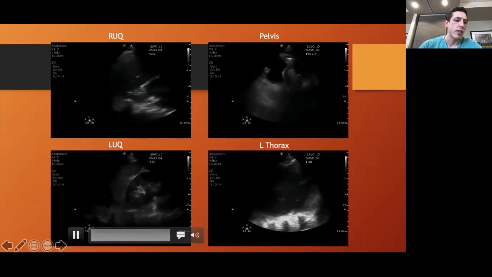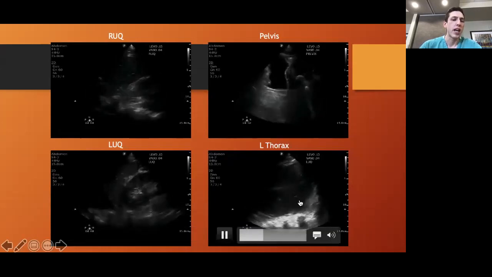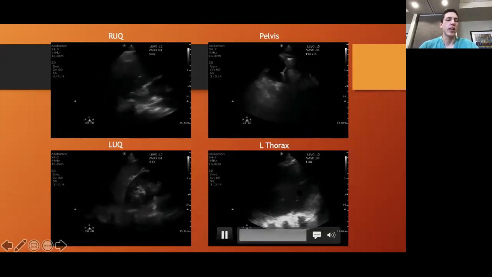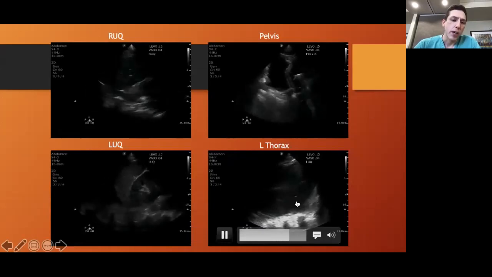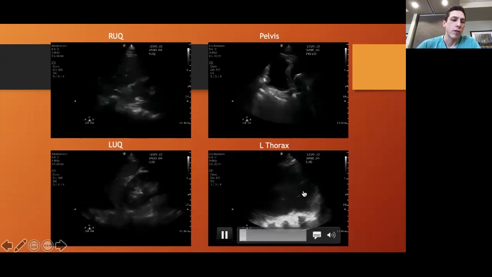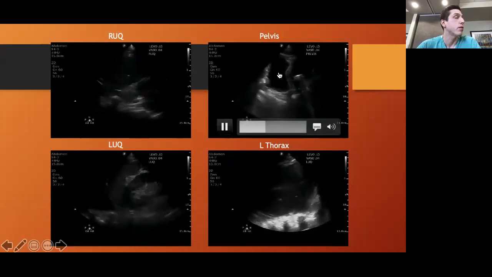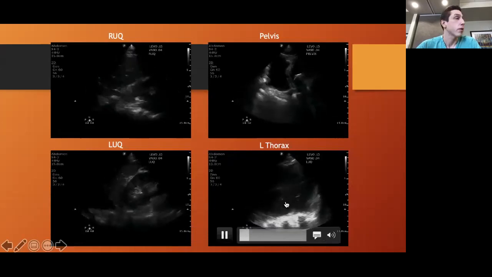When we move to the left upper quadrant, it doesn't appear that there's fluid in the abdomen in this view, but there is some anechoic appearing material above the diaphragm. And when we slide up a couple of rib spaces, we see that there is a large heterogeneous collection of fluid in the left chest. Compare this fluid density and complexity to the simple anechoic fluid in the pelvis. This fluid here is more concerning for blood.